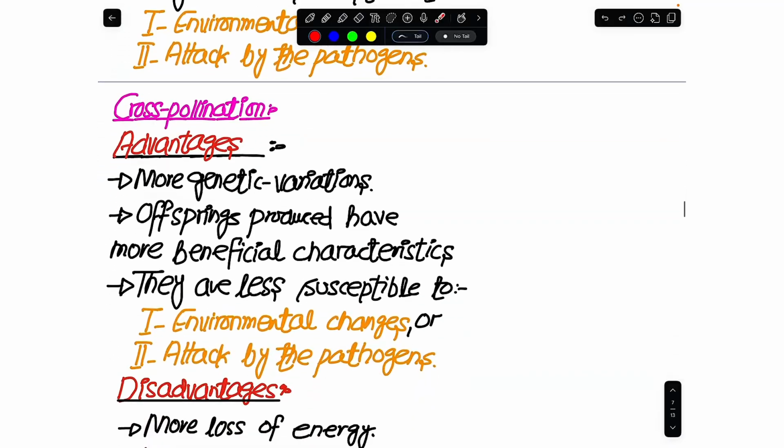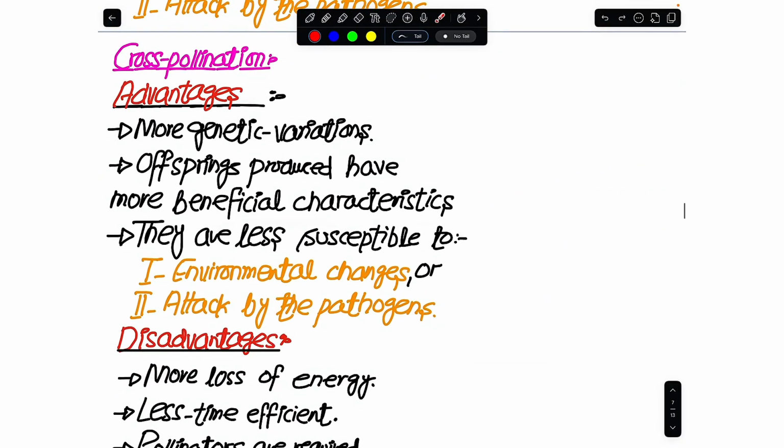Moving onward, if I talk about cross-pollination, the advantage is that there would be more genetic variation. The offspring produced after cross-pollination and fertilization would have more beneficial characteristics, and they are less prone to environmental changes or to any attack brought about by pathogens.